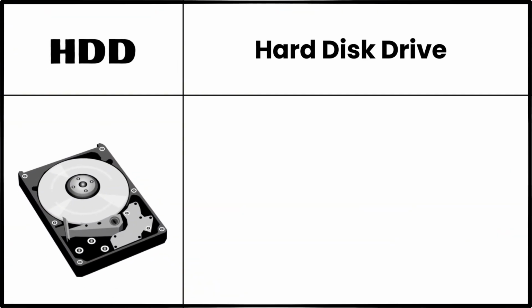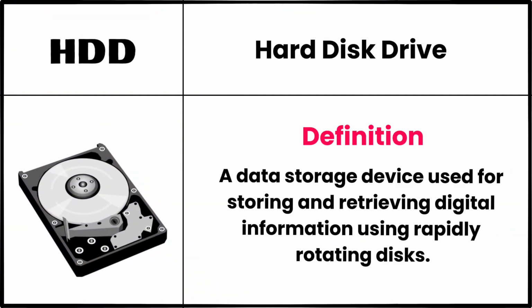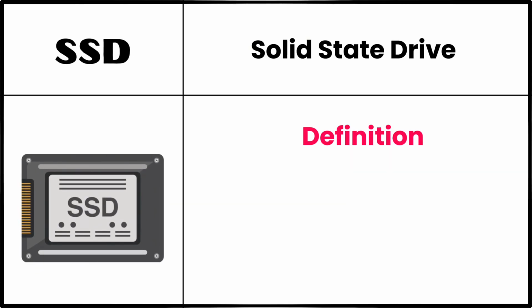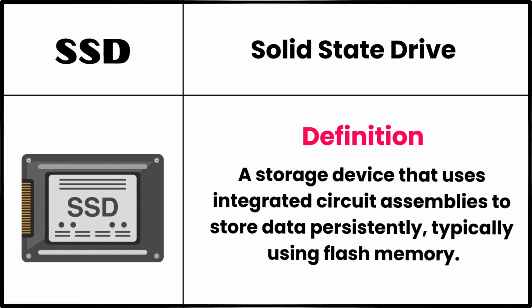Hard disk drive. Definition: a data storage device used for storing and retrieving digital information using rapidly rotating disks. Solid-state drive. Definition: a storage device that uses integrated circuit assemblies to store data persistently, typically using flash memory.